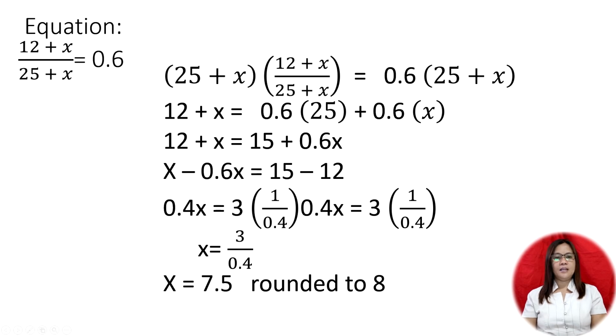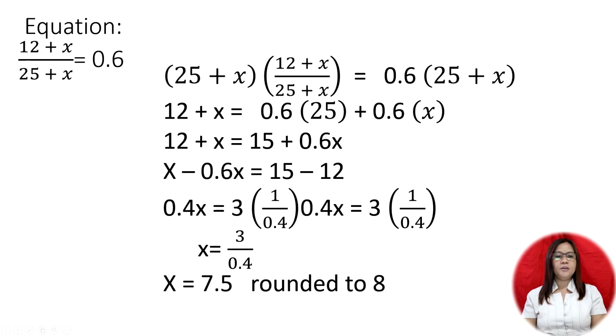So 12 plus x is equal to 15 plus 0.6x. x minus 0.6x is equal to 15 minus 12. So 0.4x is equal to 3. Multiplying both sides by 1 over 0.4.